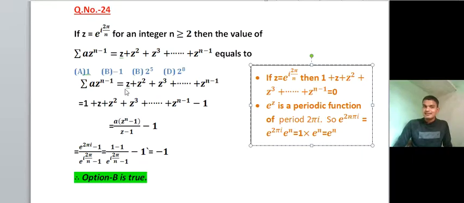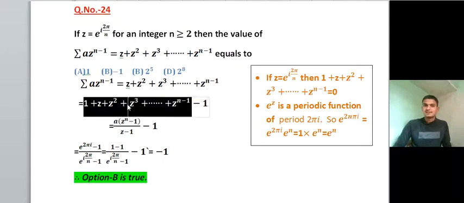As I added one here, there was not one, so I also subtracted a one. You can see this is a geometric series.